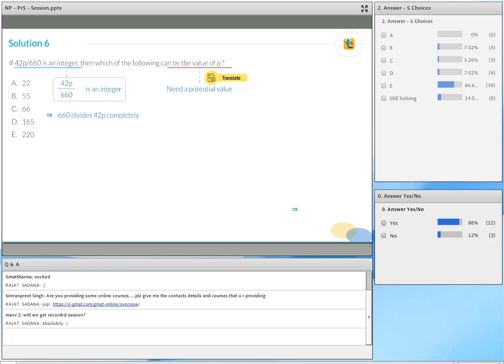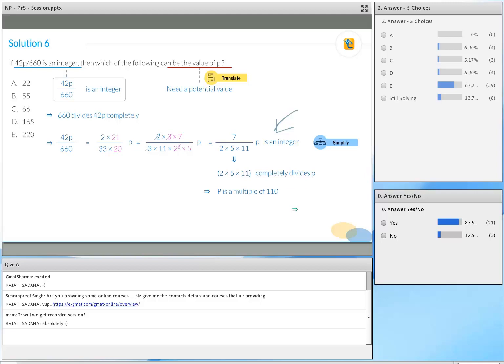Now, 660 divides 42p completely. So what should we be doing? We should be factoring both 42 and 660 to figure out what we get. 42 we simplify as 2 into 3 into 7. What we end up getting over here is that 7p divided by 2 into 5 into 11 is an integer. Between 7 and 2, 5, 11, there are no common factors, right? So for this expression to be an integer, 2 times 5 times 11 should completely divide p, which means that p is a multiple of 110. Looking at the answer choices, 220 is a multiple of 110, which means choice E is the correct answer.